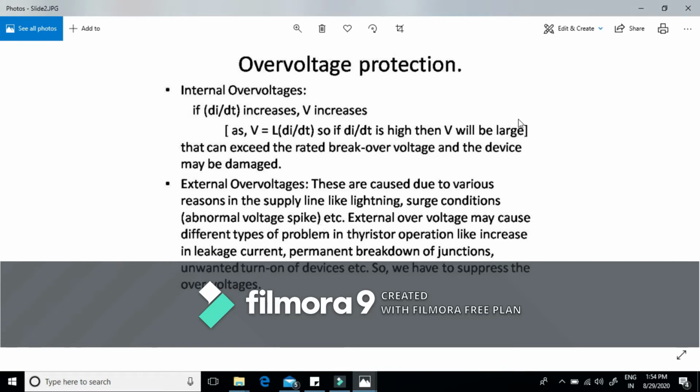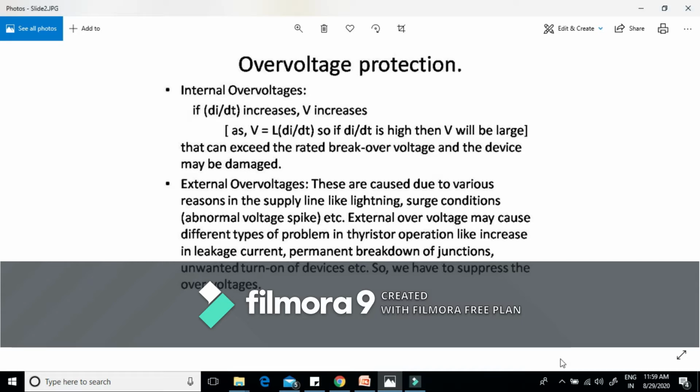External overvoltages are caused due to interruption of current flow in an inductive circuit, or due to lightning strokes, or when a thyristor converter system is fed through a transformer. Whenever the transformer is energized or de-energized, it results in overvoltage, and this may cause turning on of a thyristor. These overvoltages may appear across the load, causing the flow of large currents.